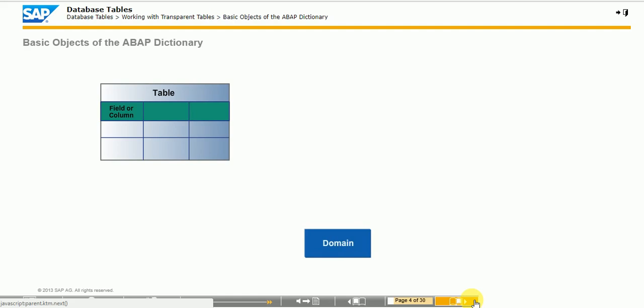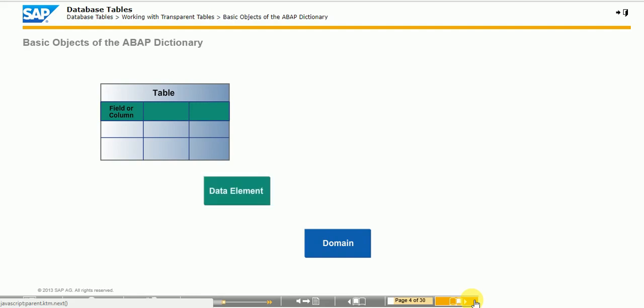Domains. A domain is used for the technical definition of a table field, for example, field type and length. It also describes the value range of a field by its data type and length. The value range can be limited by specifying fixed values.